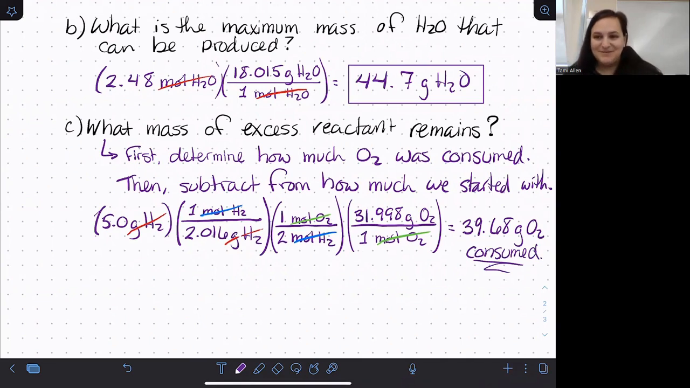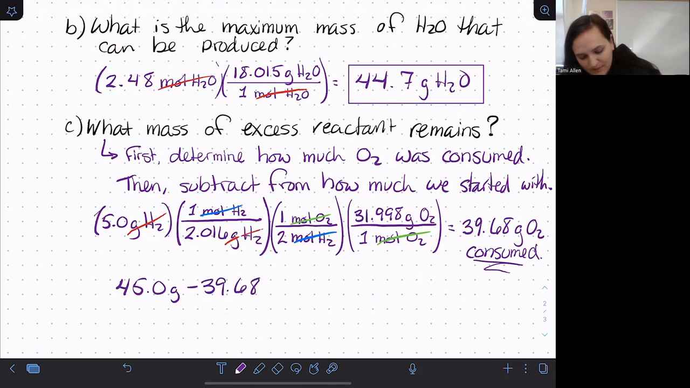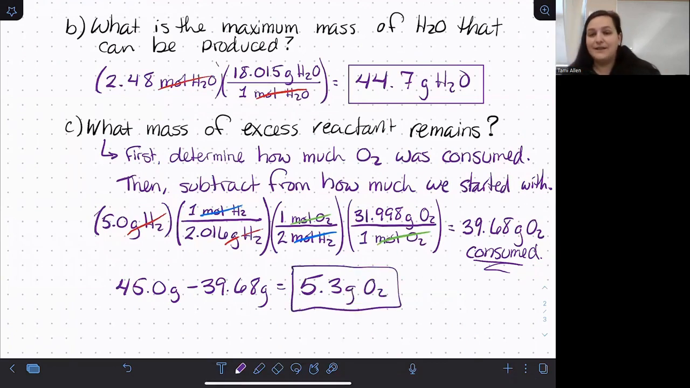So important to keep in mind what we are calculating is how much reacted. We're asked how much was left. We started with 45 grams. We consumed 39.68 grams. So that means we have about 5.3 grams of oxygen left over at the end.